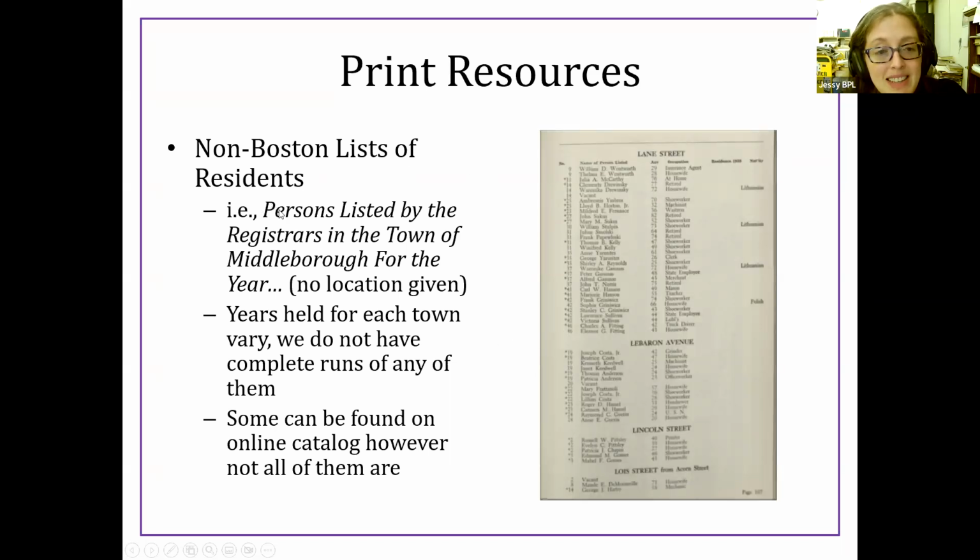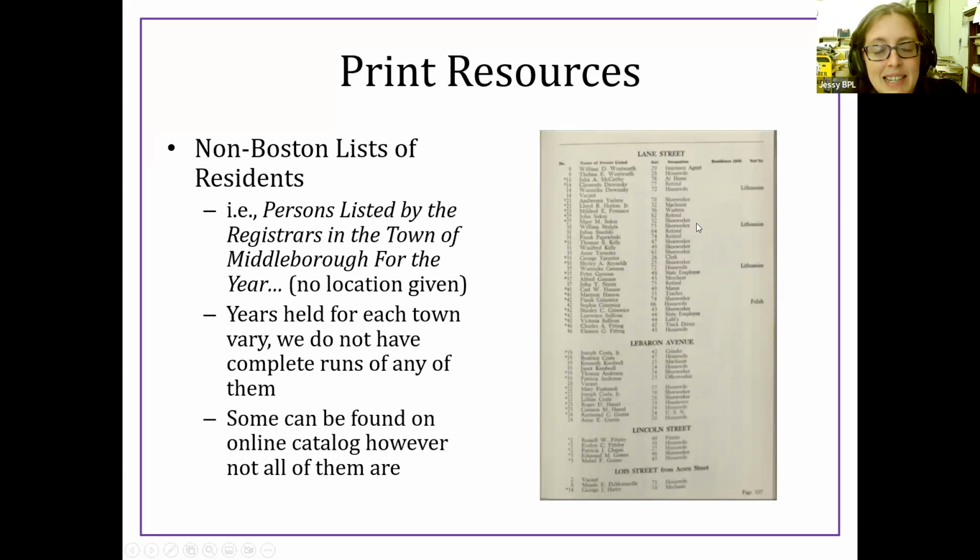If you were to look at these in the catalog, they might be titled something like this, one for Middleborough, persons listed by the registrars in the town of Middleborough for the year, whatever. It might be varied. And this here is an example from the Middleborough directory. I believe this is 1963. I'm not 100% sure on that.